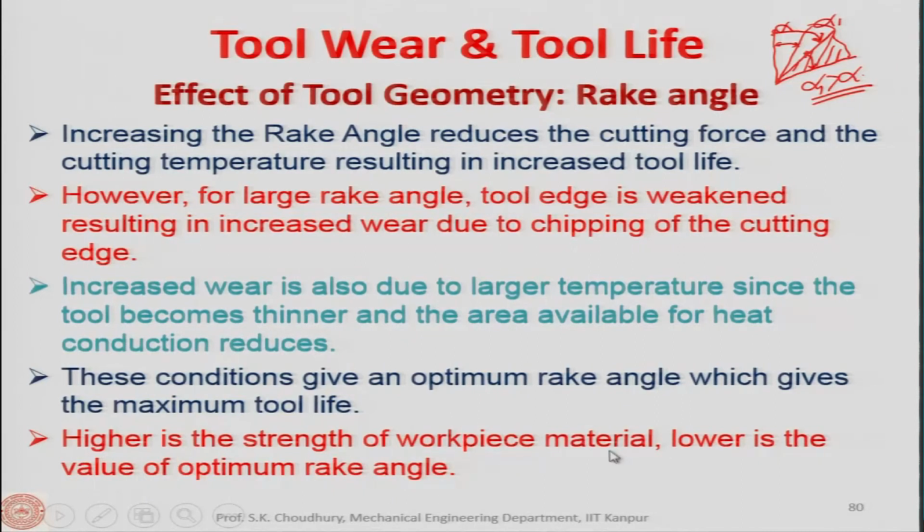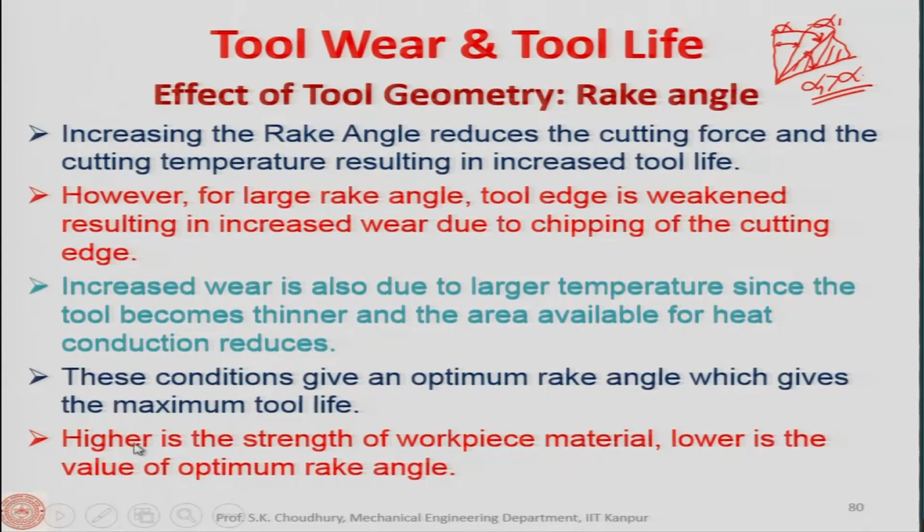Higher is the strength of workpiece material, lower is the value of optimum rake angle. So, we have reached an optimum level of the rake angle by adjusting the rake angle so that tool life is maximum, and this value of the rake angle actually lowers when the strength of the workpiece material is high, because to cut the hard material you need the fatter tool, you need to have more material available for the heat conduction, because for hard material the level of the heat which is being produced will be more, and so on.